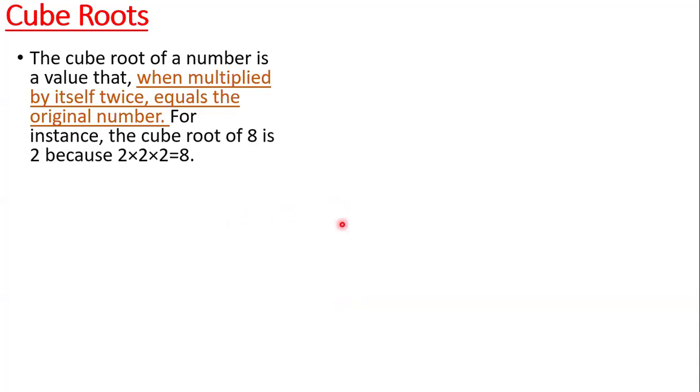The cube root of a number is a value that when multiplied by itself twice equals the original number. For instance, the cube root of 8 is 2 because 2 times 2 times 2 equals 8.